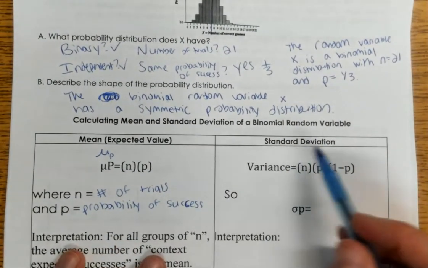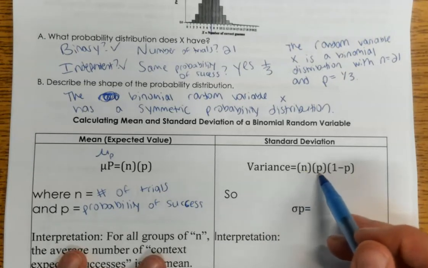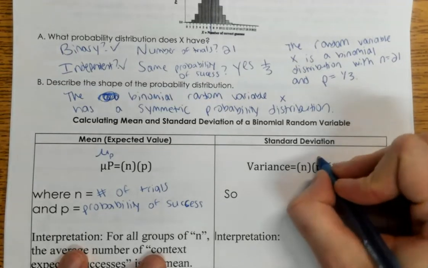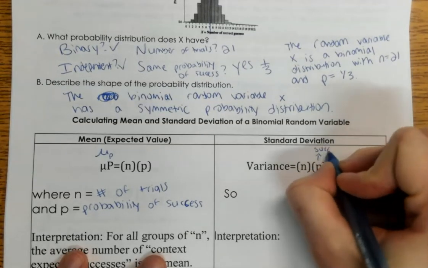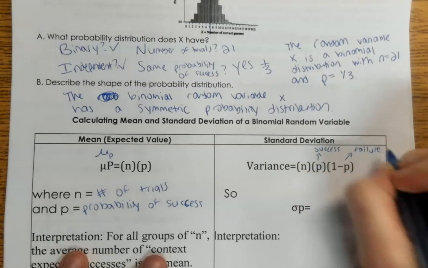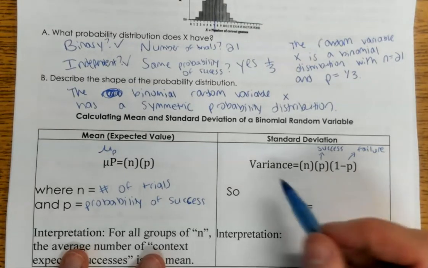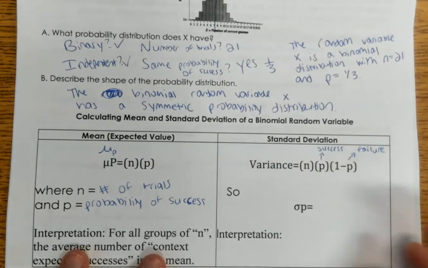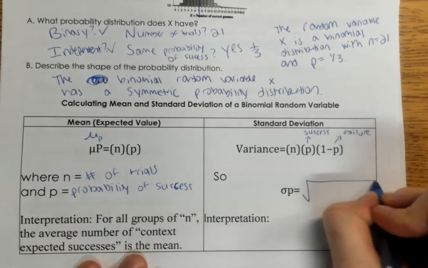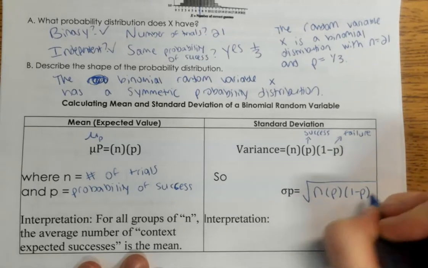All right, standard deviation, here's our variance. Our variance is going to equal n times p times 1 minus p. So remember, p is basically probability of success, and then 1 minus p we call the probability of failure. So they add up to 1, right? And then we're multiplying that by n. So if this is the variance, what would the formula for standard deviation be? The square root of n times p times 1 minus p.